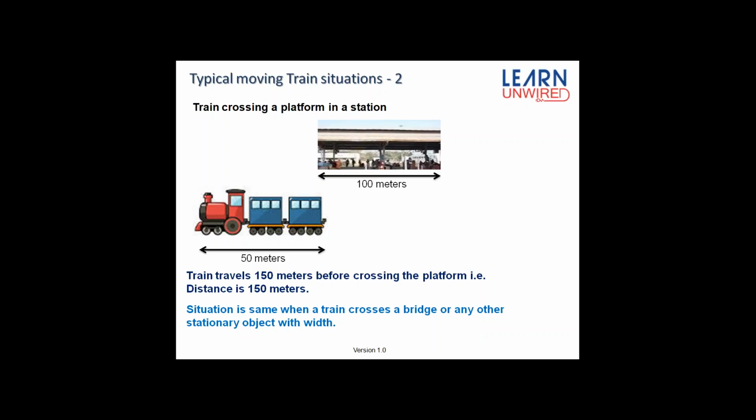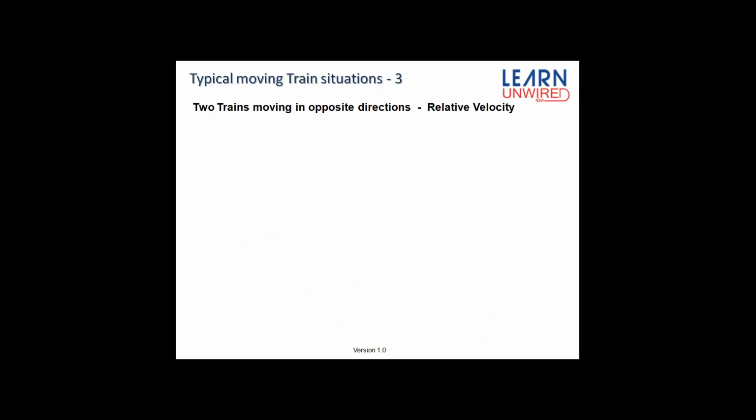Okay, let's go to situation 3. Two trains moving in opposite direction. You must have traveled in trains. How do you feel when a train comes from the opposite side? Two running trains. You are traveling in one train and the other train comes from the opposite side. How do you feel? Do you see any change in velocity or speed? Yes. The speed seems to be very, very fast. This is what the main crux is here.